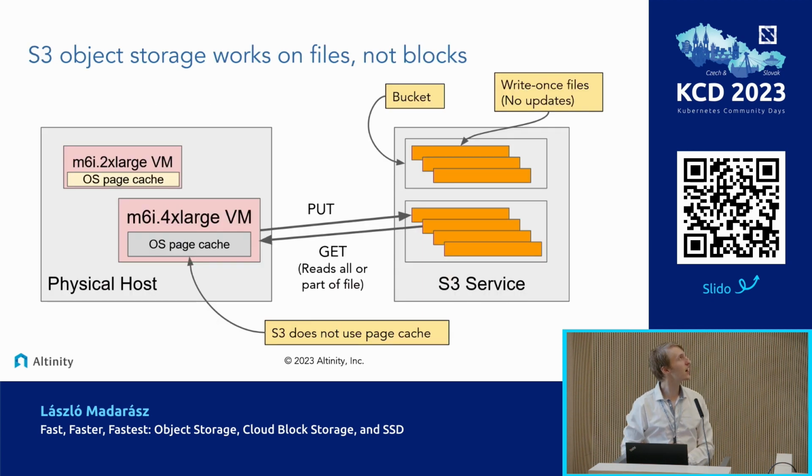Okay, so our last type of storage is S3 object storage, which is a completely different story, a completely different way of working with storage. It works a lot like an API, where you can basically put requests to create or get files, but you cannot modify them when they are already created. You cannot just modify a part of a file. And also, you cannot use the operating system cache.